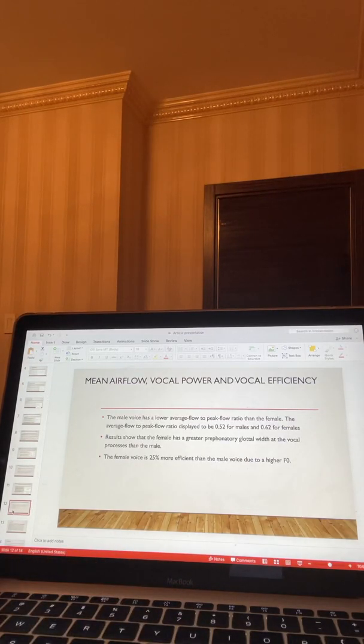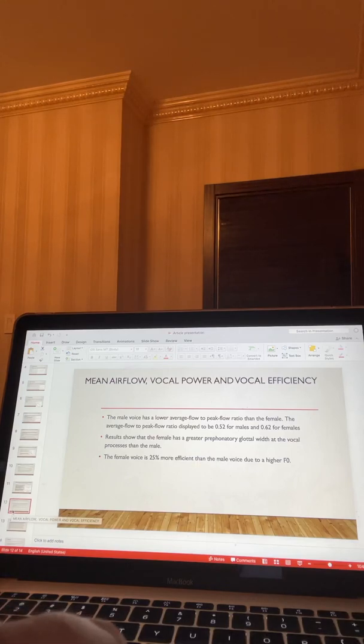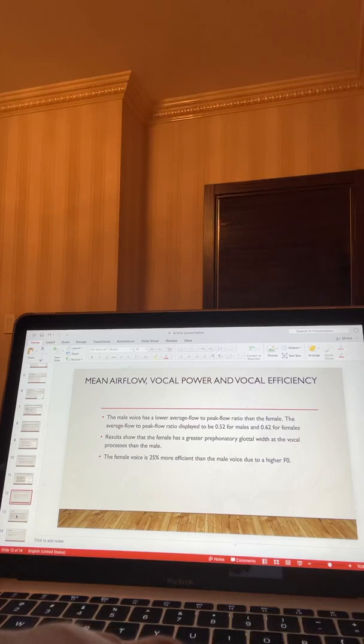Mean airflow, vocal power, and vocal efficiency. The male voice has a lower average flow to peak flow ratio than the female. The average flow to peak flow ratio was found to be 0.52 for males and 0.62 for females. Results show that the female has a greater prephonatory glottal width at the vocal processes than the male. So this concludes that the female voice is 25% more efficient than the male voice due to a higher F0.